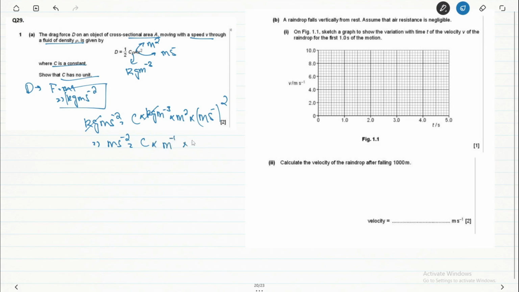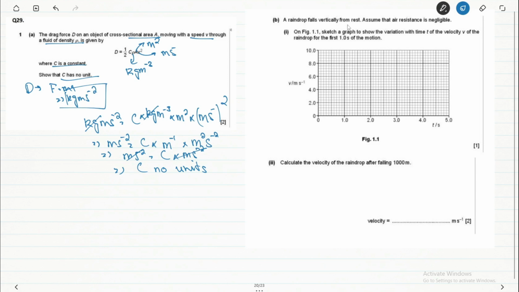Meter to the negative 1 times meter squared, second to the negative square. So meter second square. Now this becomes meter second to the negative square. So these two cancel out and C has no units, right? No units. So this stuff.